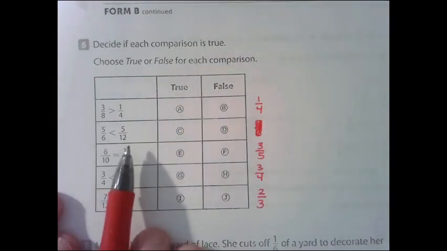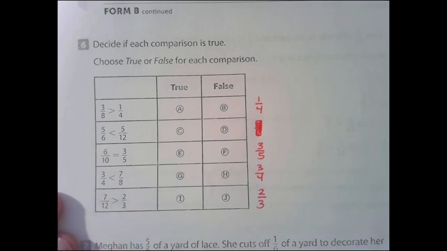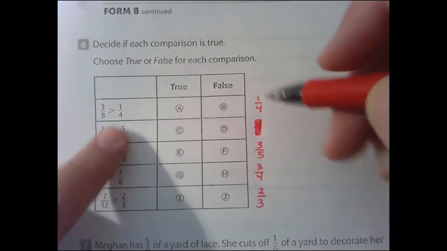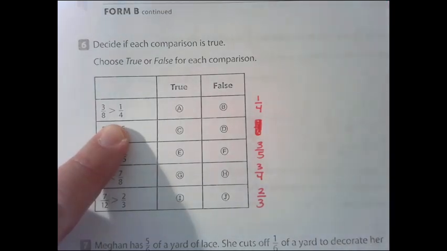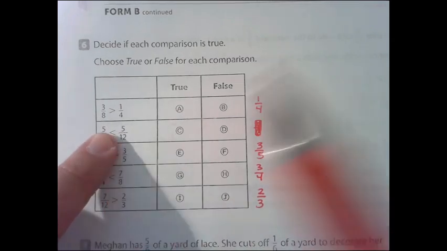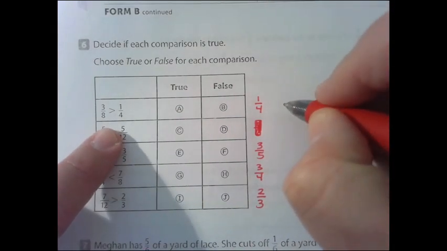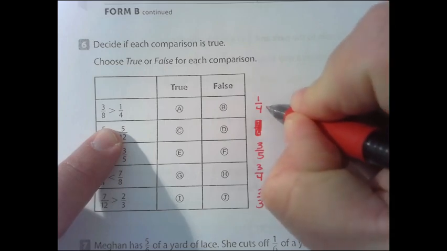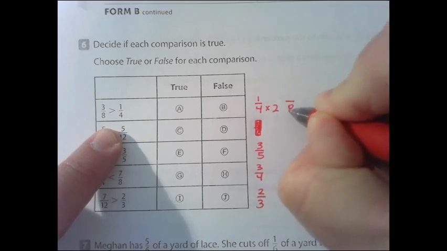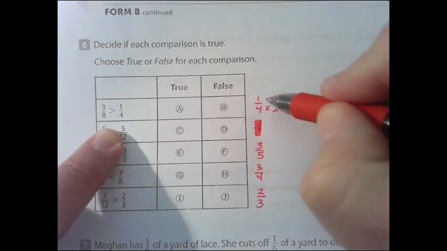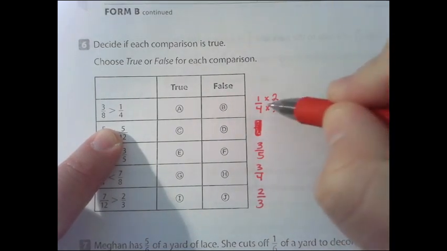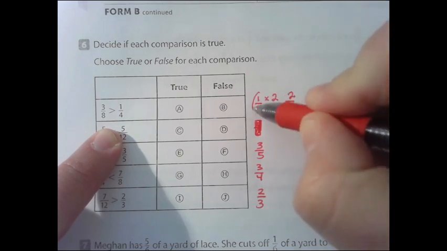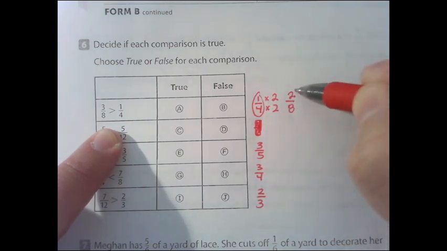Choose true or false. So we have to go through each and every one of these to decide whether or not they're true. I started here on the side, and I'm going to be using, again, the whatever you do to the bottom, you have to do to the top rule. It says 3/8 is greater than 1/4. If we start with 1/4, we need to figure out how many eighths that is. I know that 4 times 2 is 8, so whatever we do to the bottom, we do to the top. 1 times 2 is 2, so 1/4 is equivalent to 2/8.